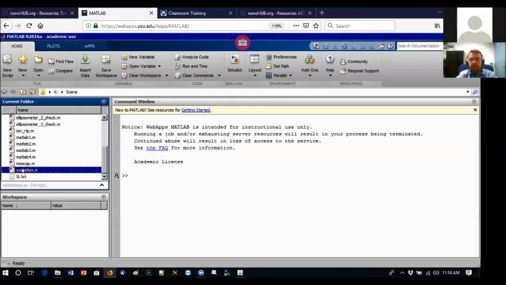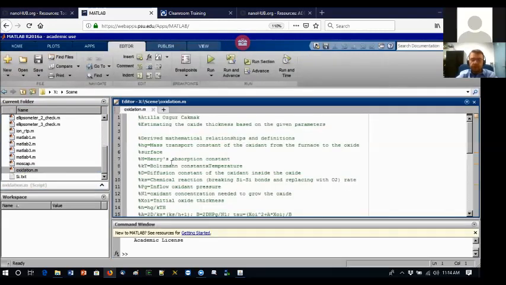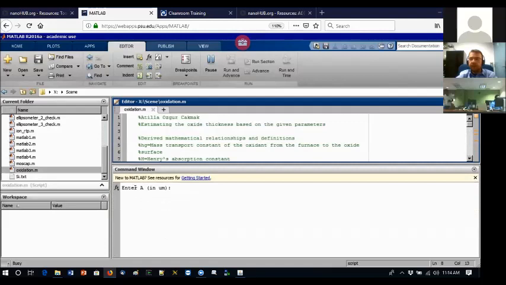If you double click on the oxidation, all you need to do is just run the code from this run button here, and then it's going to ask you a couple of variables like enter number A.